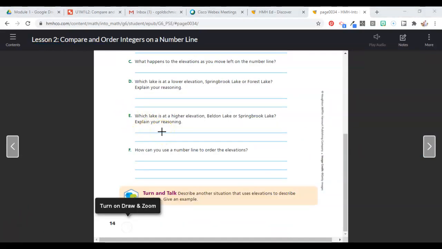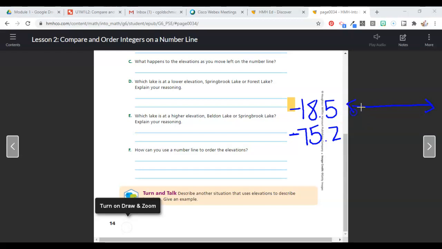Okay, now let's look at E. Which lake is at a higher elevation? We have Belden Lake, and Belden Lake is sitting at negative 18.5, and Springbrook Lake is negative 75.2. So we have to figure out which one's at the higher elevation. Now, when we deal with negative numbers, if it helps you to kind of draw a little number line, you can do that.